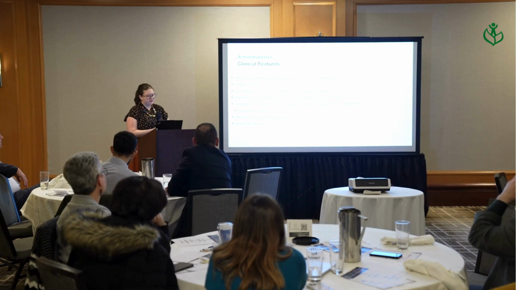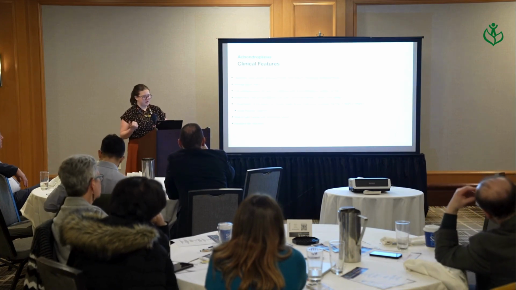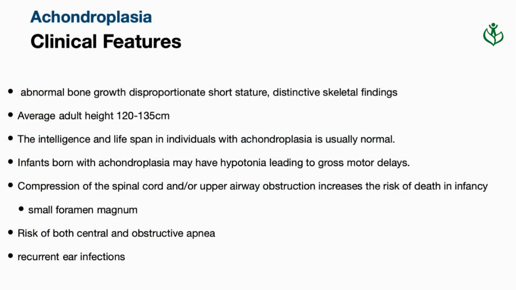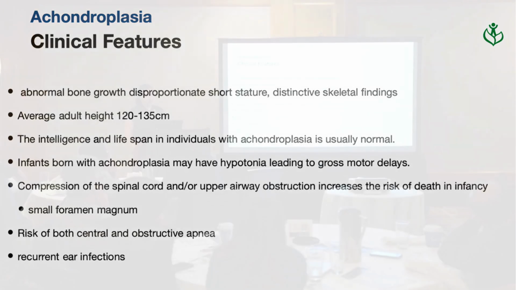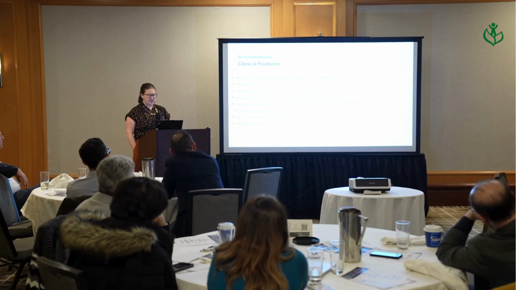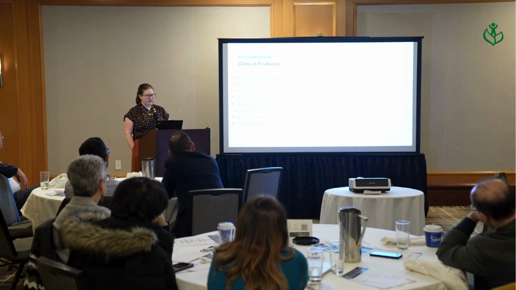So some other clinical features, right? So not only are they going to be shorter than average, there's also going to be disproportionate growth. So again, you're going to see that impact in the long bones more so than potentially in the spine. The average height for patients with achondroplasia is 120 to 135 centimeters. Most patients with achondroplasia have normal cognitive function and intelligence, and their lifespan is generally reported as being normal.